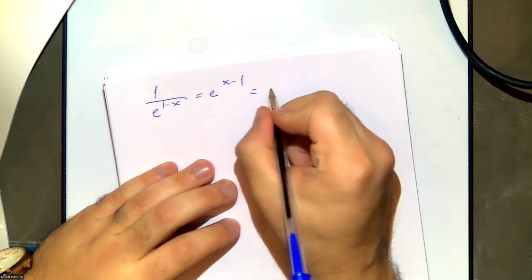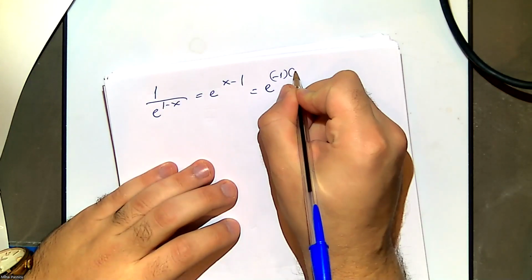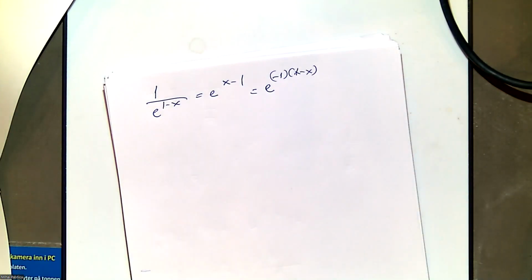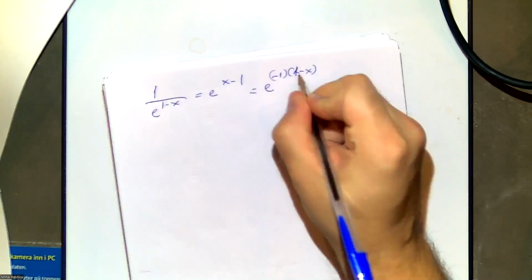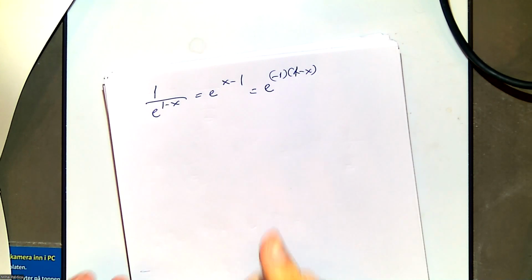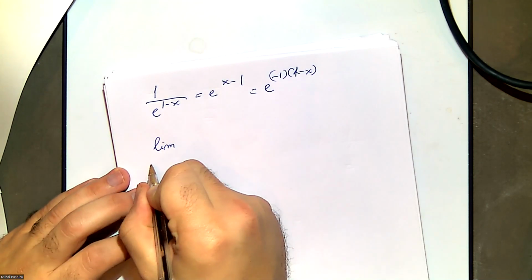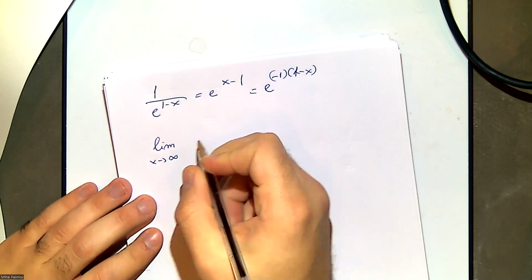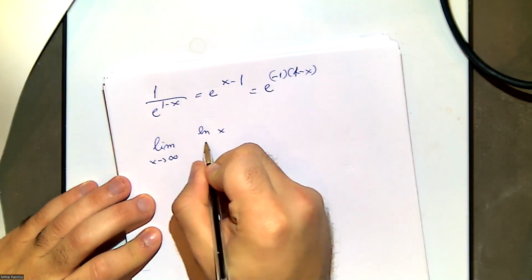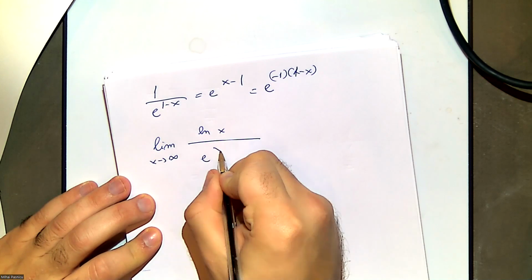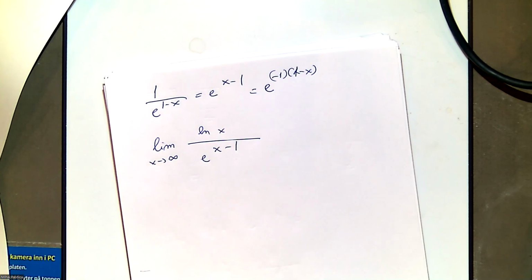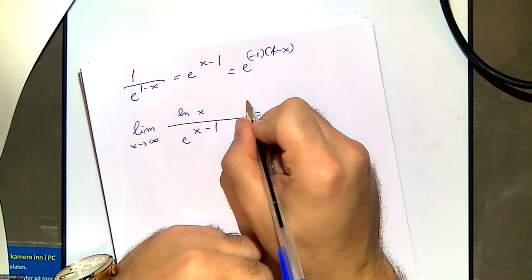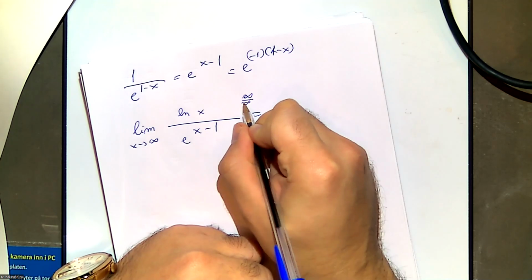I think the way you said it is e to the minus 1 minus x. Is that what you said? Yeah. Okay. So my limit is actually the limit when x goes to infinity of ln x over e^x minus 1. And this is a very nice function. Like I can apply L'Hopital to this all day long. So this is infinity over infinity.